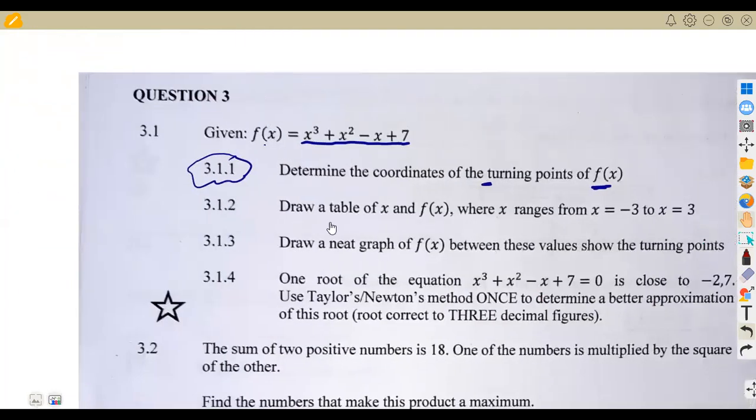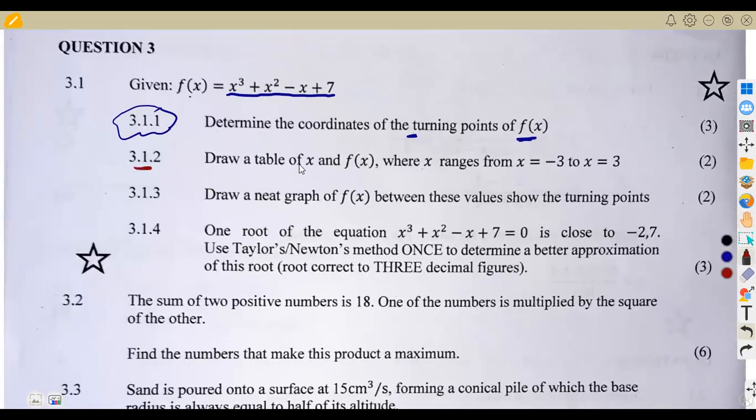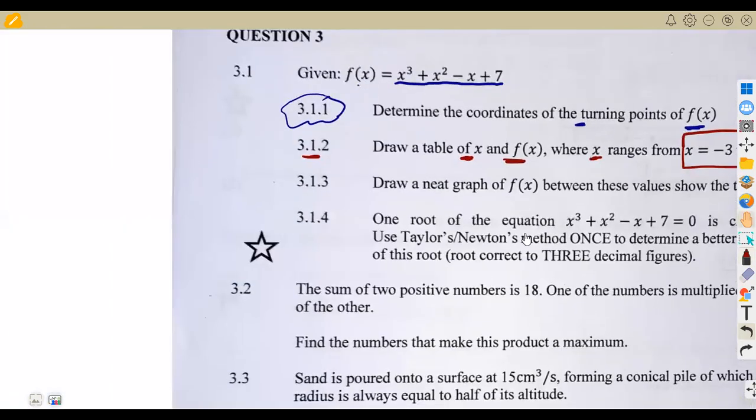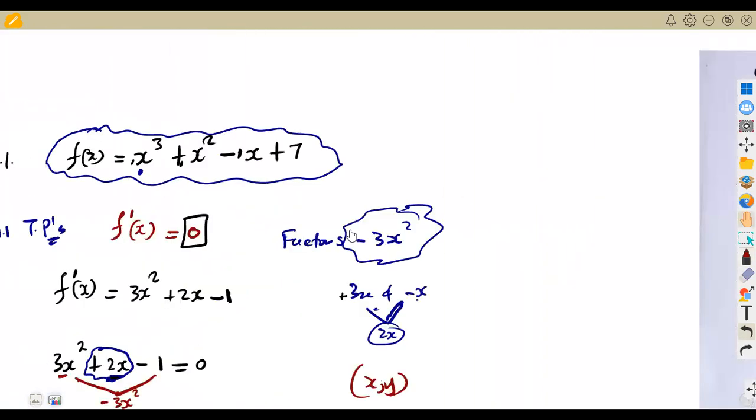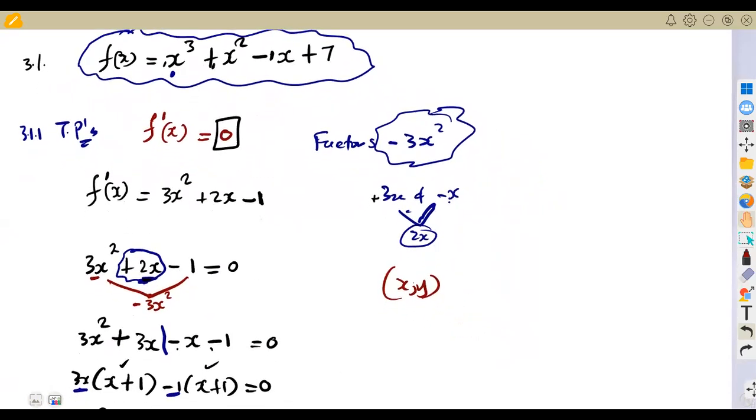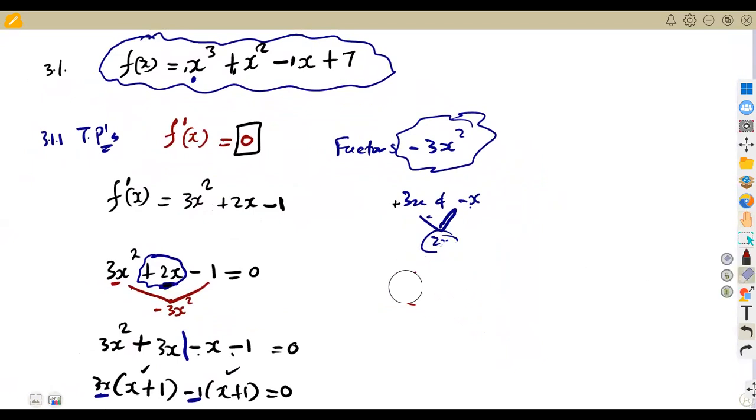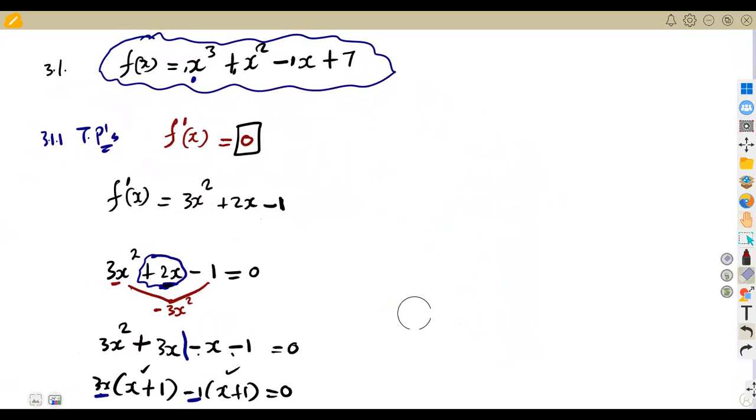And the second part, which is 3.12, now they want us to draw a table of x and f(x), where x ranges from x equal to -3 up to +3. So here we are simply substituting the values of x into our f(x). That's how we end up with this table. This one is just a direct table. So let us see what we're supposed to have at the end.